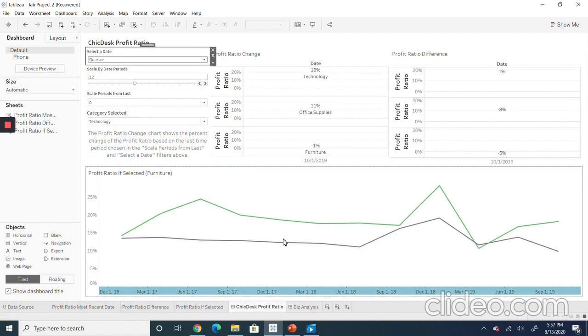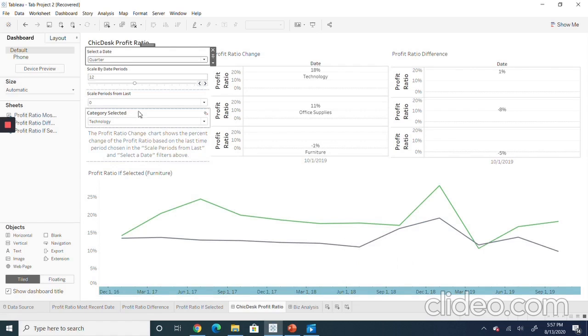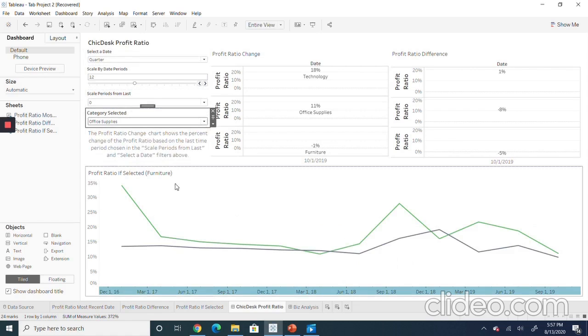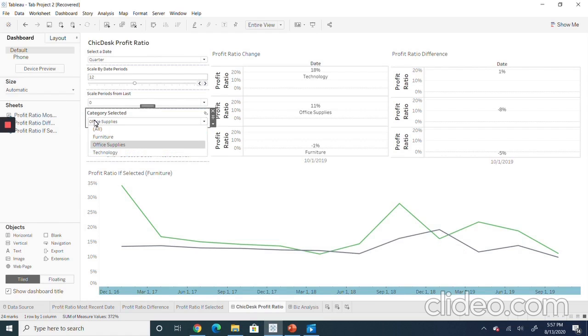You can see that technology, the green line, is a clear profit driver, but what about the others? Office supplies? It seems like it has a little bit lesser of a performance than tech, but it is still relatively positive compared to the overall profit ratio, which is the gray line. What about furniture?